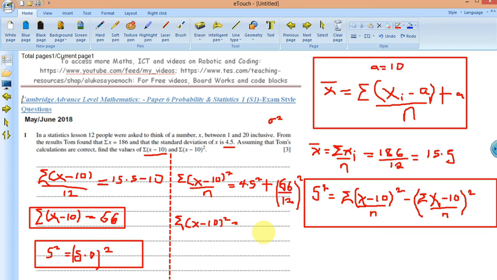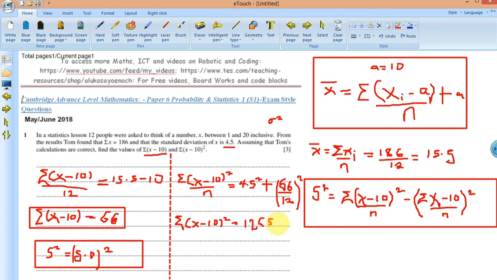4.5 square plus 66 over 12 all square. So that is 101 over 2, so that is 50.5. If you don't mind, I can write 101 over 2 or 50.5. So this is 50.5. This one here gives the sum up to 50.5, so n times that. So my n is 12, right? So that will be 12 into 50.5. 12 into 50.5.